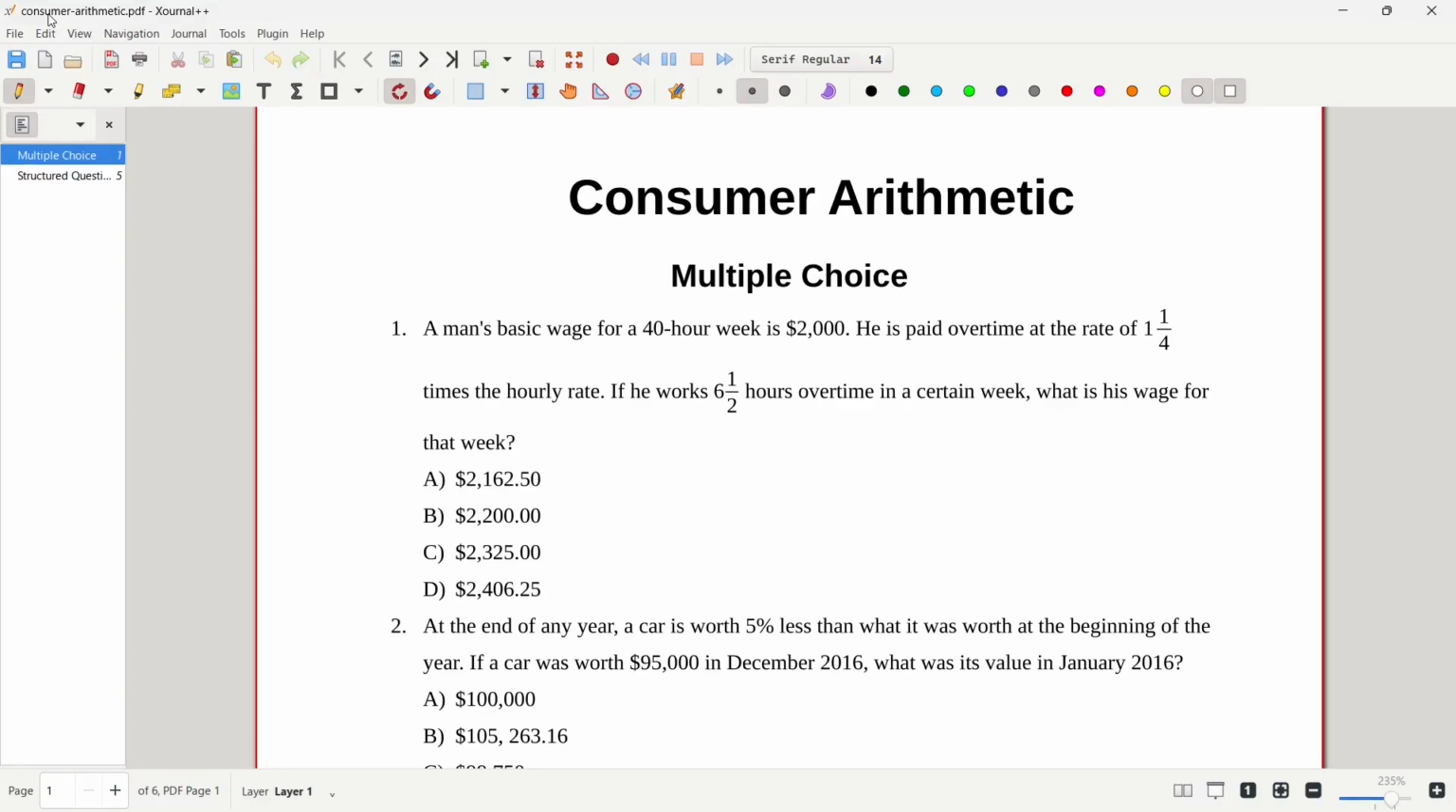We're going to do the exercise sheet that we have for the consumer arithmetic section.